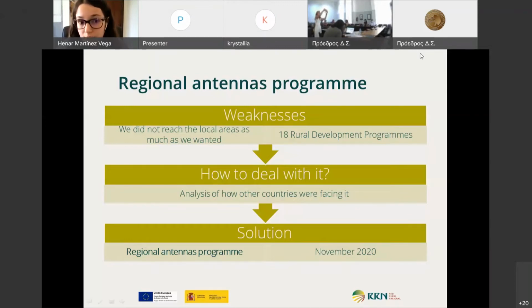So we studied how other countries were facing this weakness, and we found a solution that we call the Regional Antennas Programme, that we came out with in November 2020, so it's still quite recent. Its principal aim is to bring the Spanish Rural Network close to the regions and close to the autonomous communities in Spain, and just close to the needs of the rural areas.